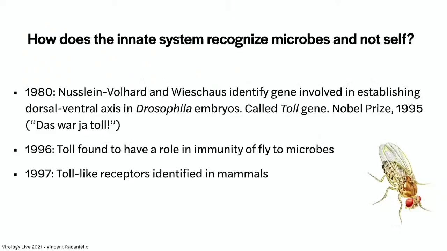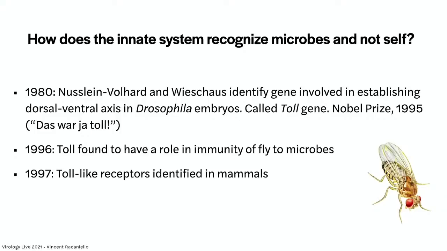So let's do a little history here. First of all, how does the innate immune system recognize a microbe or a virus and not itself? This was a conundrum for many years. It had been postulated by a number of immunologists that there was some system for distinguishing self from non-self. But what exactly it was wasn't clear.